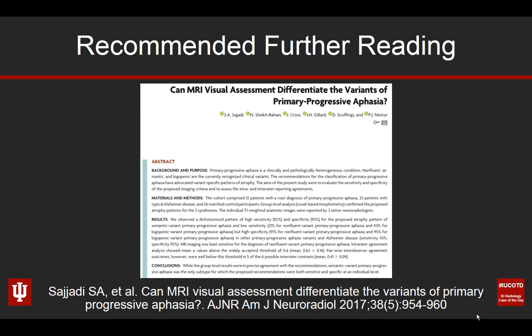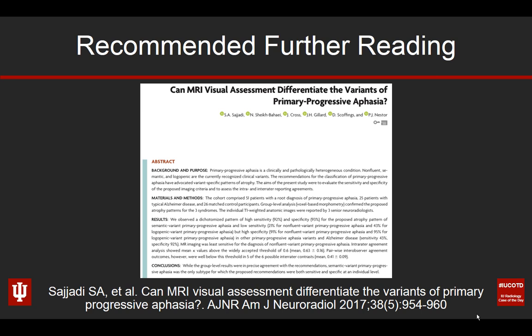So this was a nice paper that was published just a couple years ago in AJNR, and this is looking at visual assessment to differentiate the different types of primary progressive aphasia. We like to talk a lot about sexy tools like voxel-based morphometry, but can you use just your eyeballs, your two eyeballs, or maybe even one eyeball, I don't know, but can you use your eyes alone to try to tease it out? And as it turns out, semantic variant, you probably can.